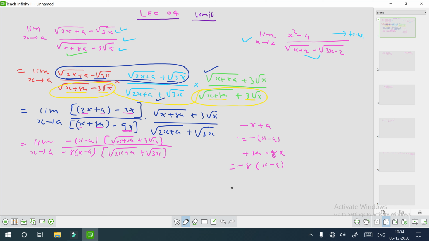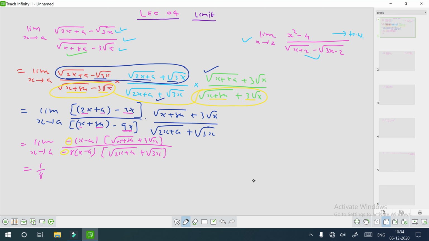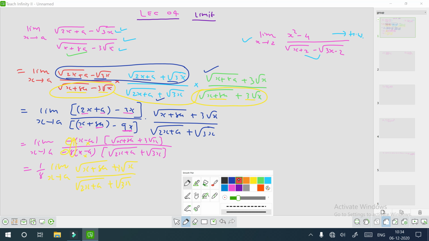Yes or no? Yeah. Now see here, that is equal to 1 by 8 common. This minus minus comes out positive. This minus 1 over this minus get cancelled. So 1 by 8 is there. This one, so take it outside. That is equal to limit x tends to a, x minus a cancel. So under root x plus 8a plus 3 root x over under root 2x plus a plus root 3x. Yes or no? Yes. Now replace this limit.